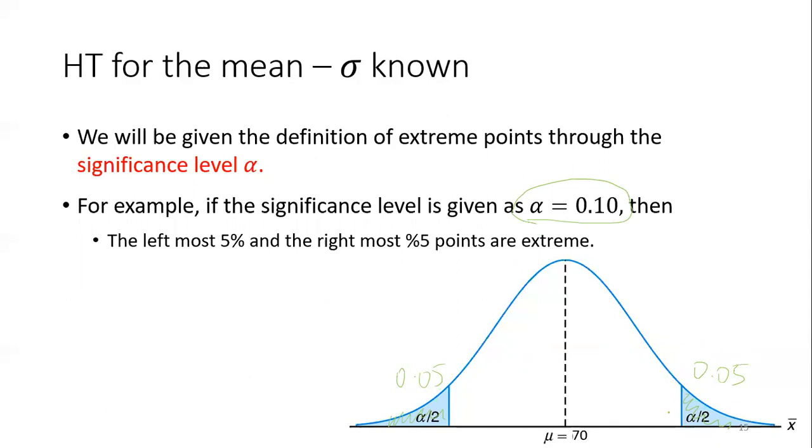It means that the extreme points are the 0.05, or the 5%. This is the 5%, and 5% here. So what I assume is that the 5% of the data at the right tail and 5% of the data at the left tail are the extreme points.